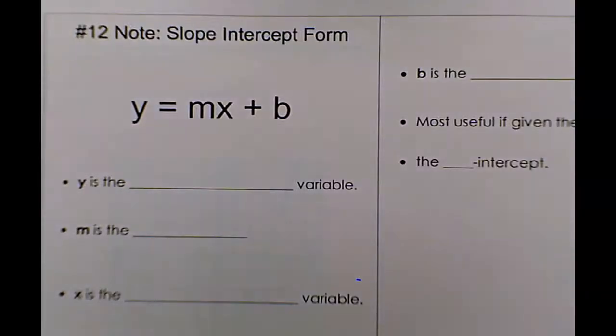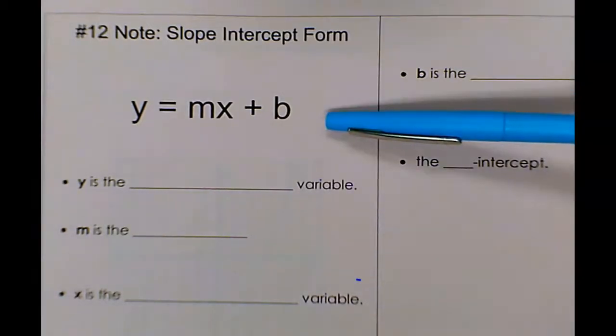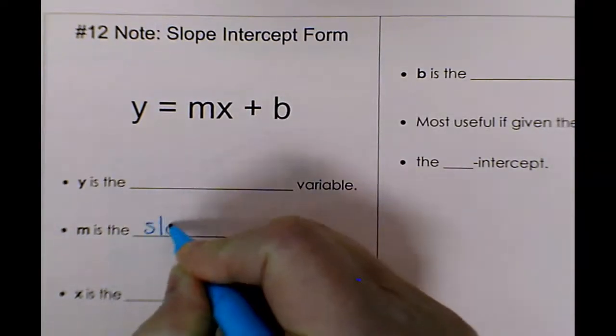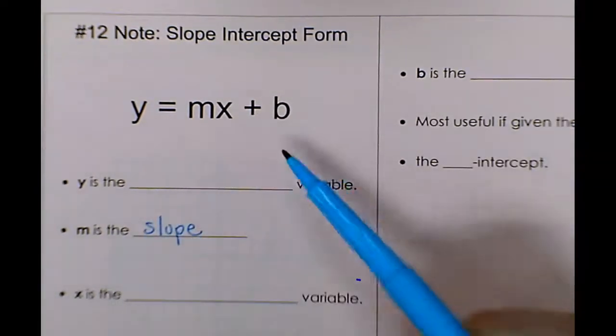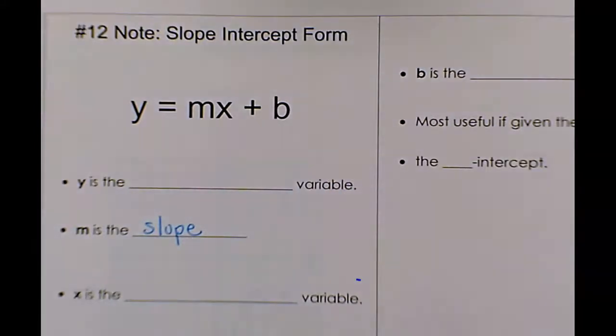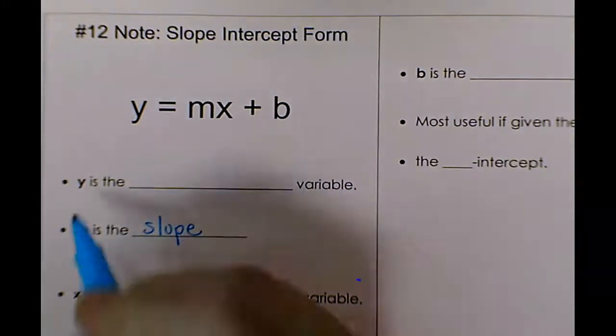Hello, ladies and gentlemen. It's time to start our notes for assignment number 12, slope-intercept form. Slope-intercept form looks like this because M is the slope and B is the y-intercept. This represents an equation for a line.